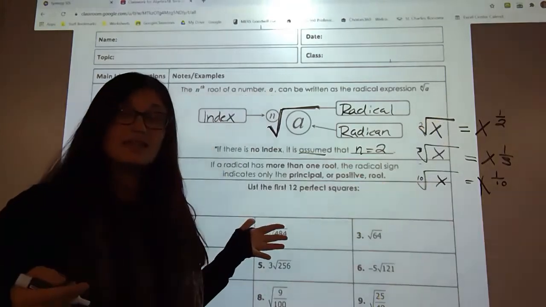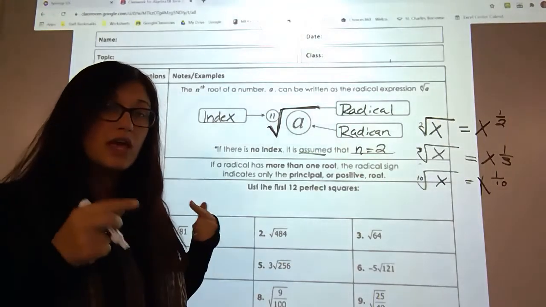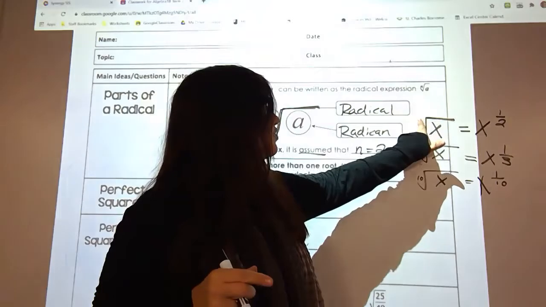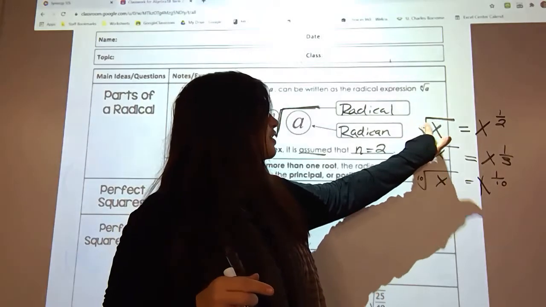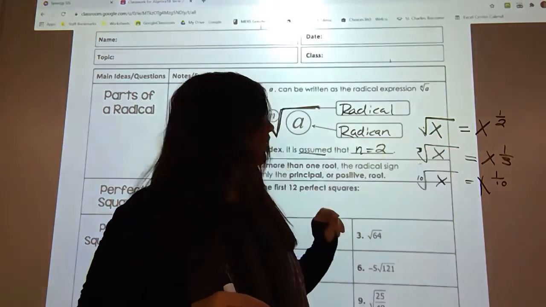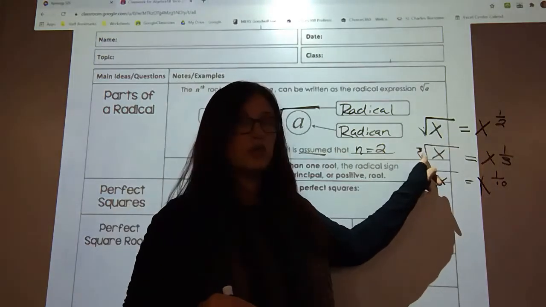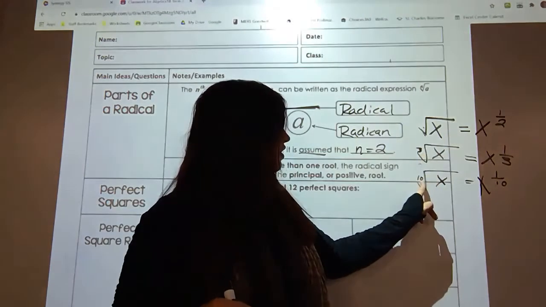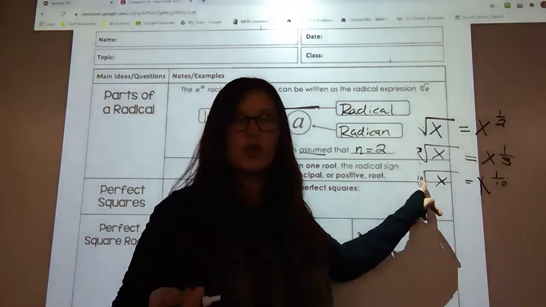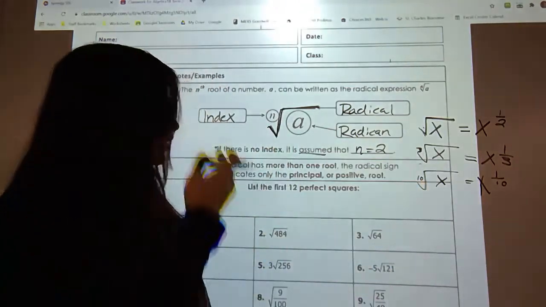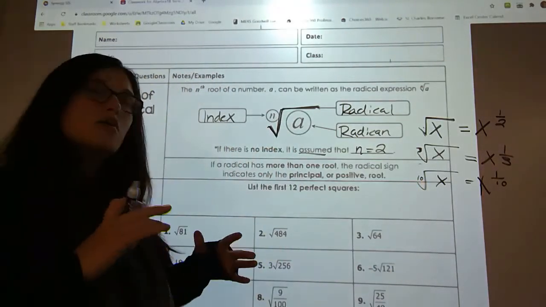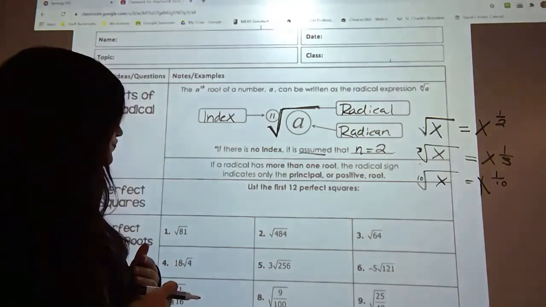So it's not necessary to write the 2 because when we communicate the square root of x, if you don't write a number there, I'm gonna assume that it's the square root, okay? We would call this the cube root. We would call this the 10th root, all right? So there's different names for it. We're going to be sticking with pretty much square roots, okay?